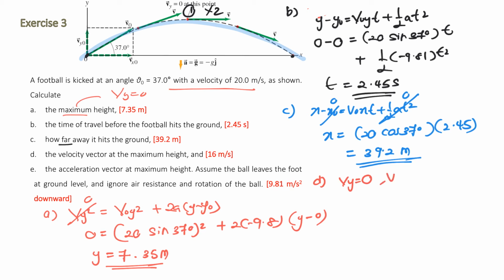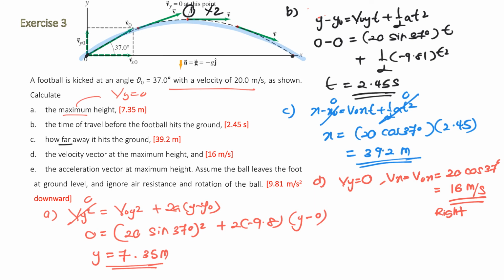How about the v x? Please take note, your velocity in the x component is always constant throughout the path. So you just put v x equals v naught x, which is 20 cos 37 degrees. So the answer is going to be 16 meters per second. And the direction is to the right.